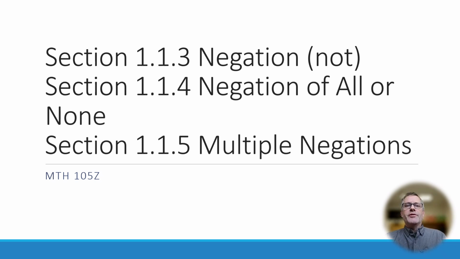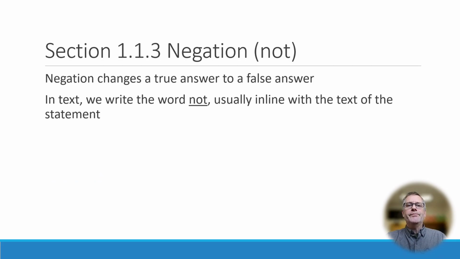This video covers the concept of negation, which is in sections 1.1.3 through 1.1.5 in the book. Negation is used to change the answer, essentially, of a proposition to its opposite. In text, we would usually write the word not somewhere in line with the text statement.